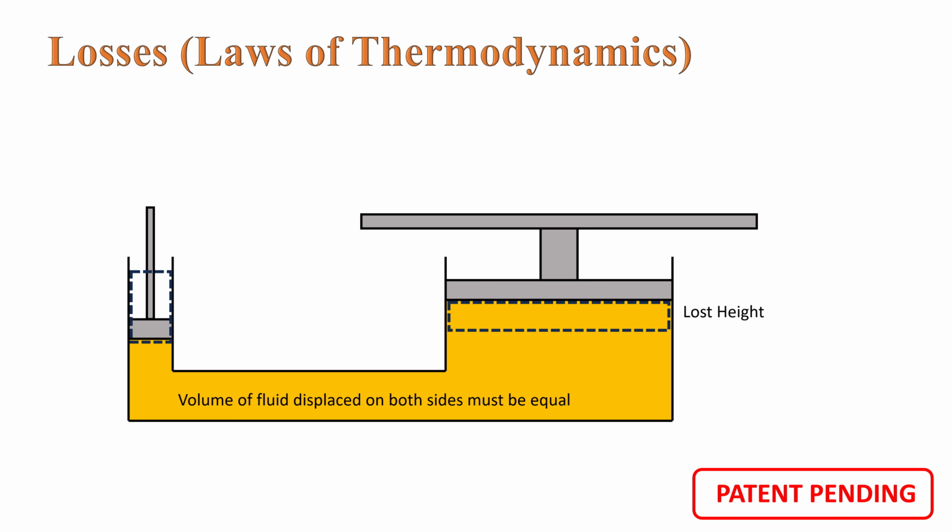There is a loss, however. For incompressible fluid, the volume of fluid displaced on both sides must be equal. This implies that the piston on the larger side will rise by a smaller height compared to the smaller piston. This means that we have smaller piston movement on the output side.